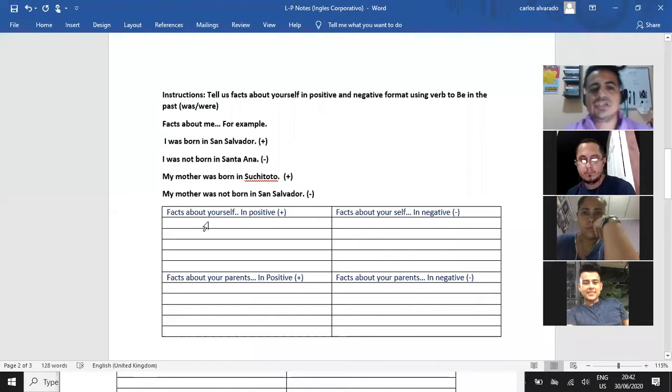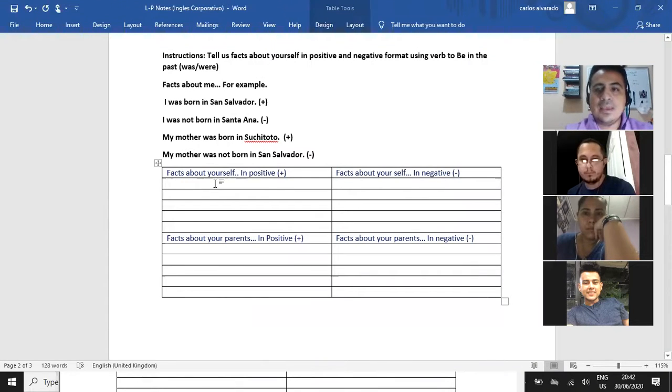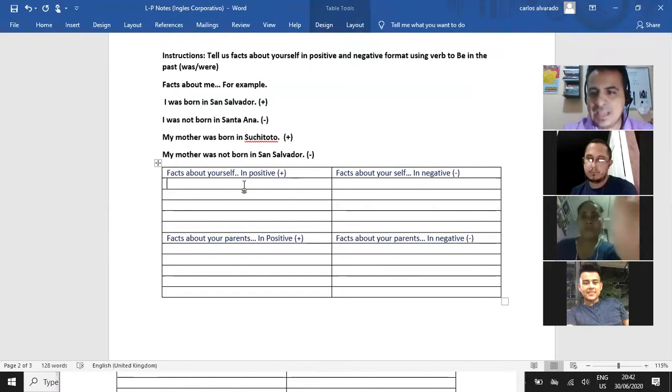Do you see? So, you're going to tell us facts about yourselves and facts about your parents. Cinco cosas que son verdad acerca de usted. In positive and negative. Now, no es tomar la misma oración y convertirla en negativo, sino que decir algo que es verdad acerca de mí, pero en negativo.